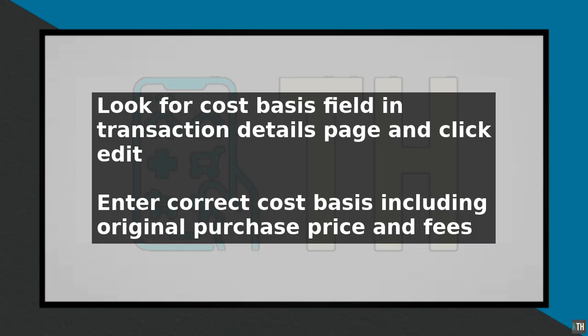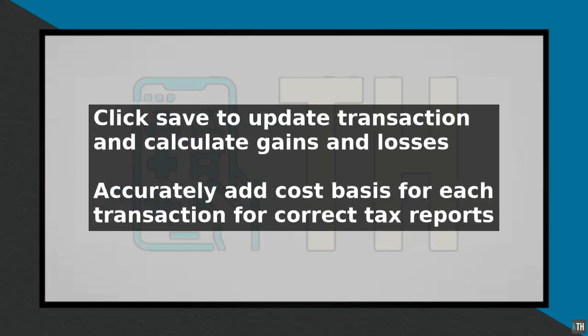Enter the correct cost basis, which is the original purchase price of the cryptocurrency, including any fees. You can find this information in your records or by checking the transaction confirmation email from the exchange or wallet where you made the purchase. After entering the cost basis, click Save to update the transaction. Coinledger will use this information to calculate your gains and losses when you sell the cryptocurrency.